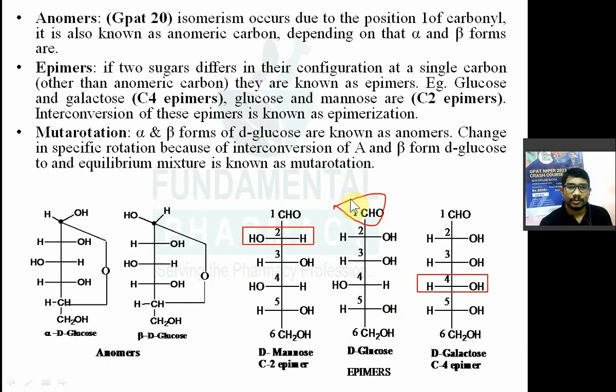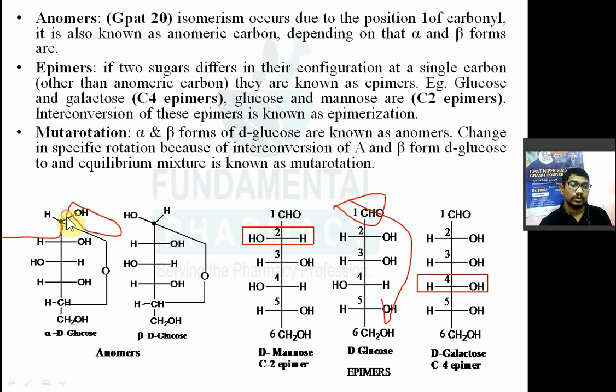But after cyclization, when this hydroxyl group reacts with this group, there is a formation of an asymmetric carbon. तो ये कार्बन एटम 1 जो है वो बनेगा asymmetric. Carbon 1 will become asymmetric, and that is known as an anomeric carbon atom. And the difference in the arrangement of this hydroxyl and hydrogen leads to isomerism known as anomerism or anomers.